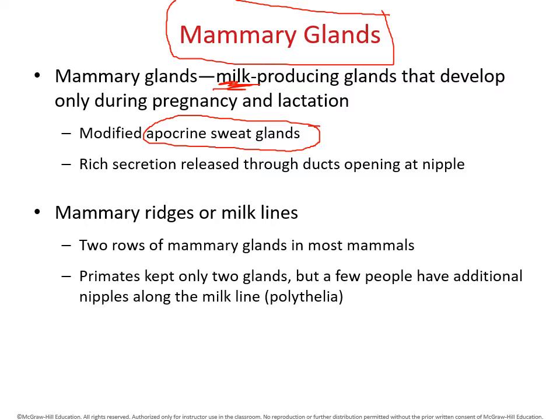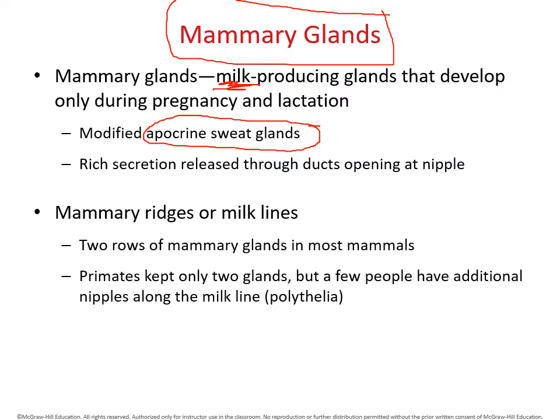The mammals have what we like to call milk lines or mammary ridges. These are two rows that run down the ventral, the belly side of the animal, and along the way you'll have nipples that will form as areas where milk can be secreted.